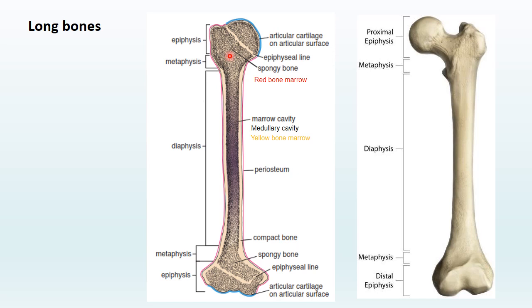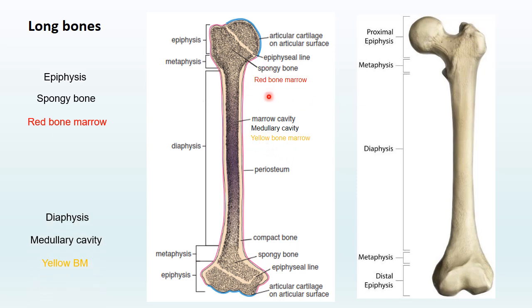And as you already know, the small cavities of the spongy bone or the cancellous bone are filled with red bone marrow, while the large cavity of the diaphysis, which is also called medullary cavity, is filled with yellow bone marrow, especially in adults. Red bone marrow is basically the blood cells forming tissue, while the yellow bone marrow is fundamentally adipose tissue, fatty tissue.